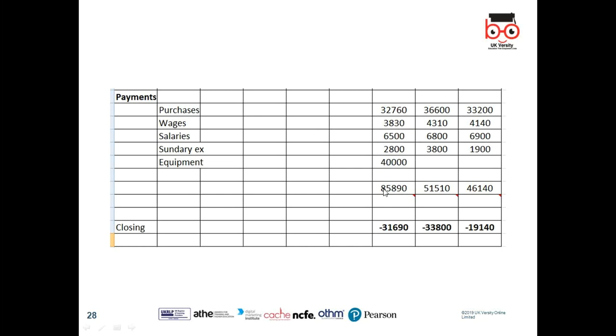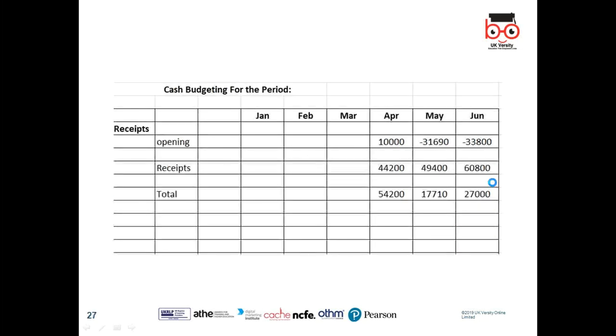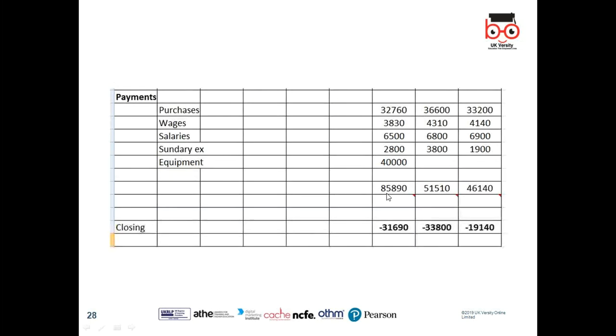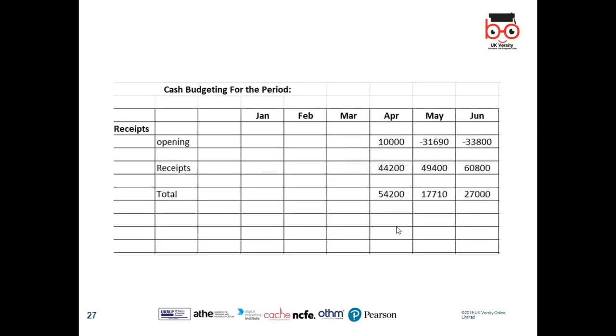So that's our total money supposed to go out from the business. From what we are receiving in April, 54,200, but we take payments of 85, so there is a shortfall of 31,690. Yes, the closing balance is negative. This one is the closing balance, and next month's opening balance. Yes, so that's my opening balance.